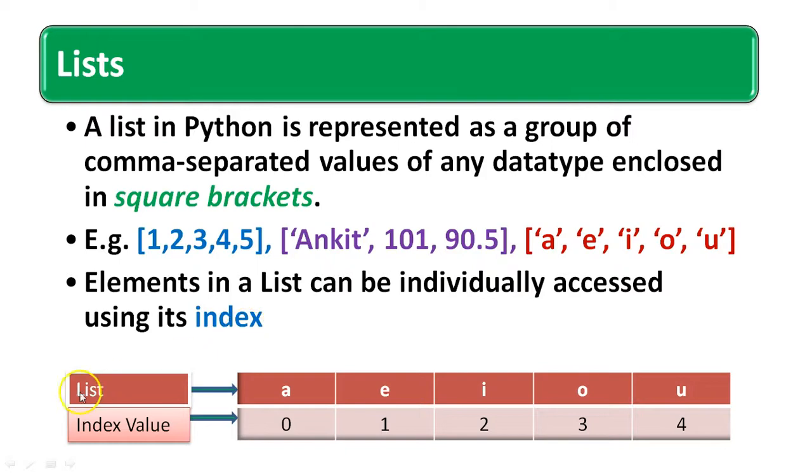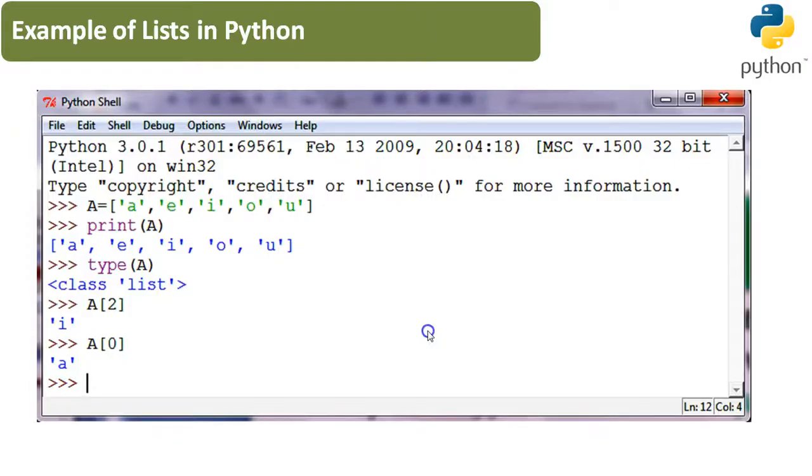Index is actually position. So here is a list like A, E, I, O, U. I have taken this one, the vowel list. So these are the index numbers of that list. A's index is 0, position is 0. For E it's 1, for I it's 2, and so on up to 4. Means it starts from 0 to n minus 1 if there are n elements in the list.